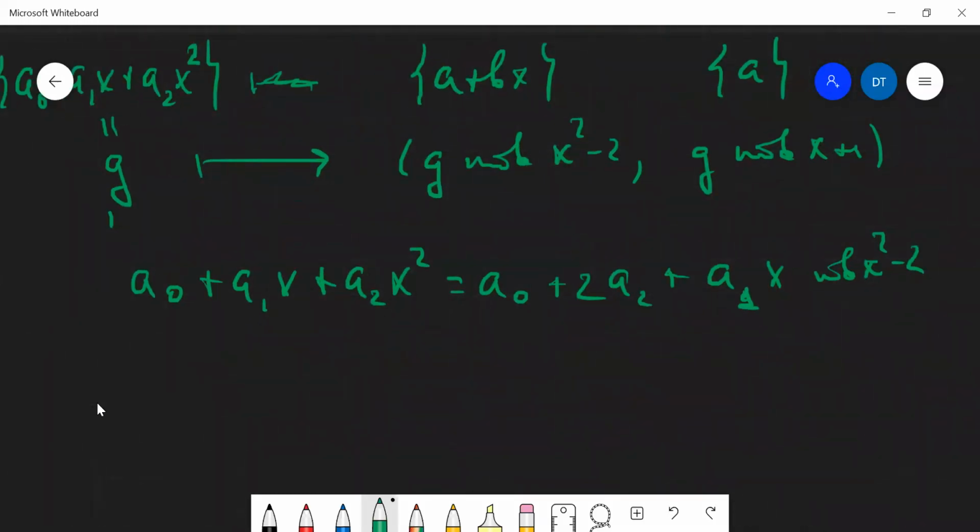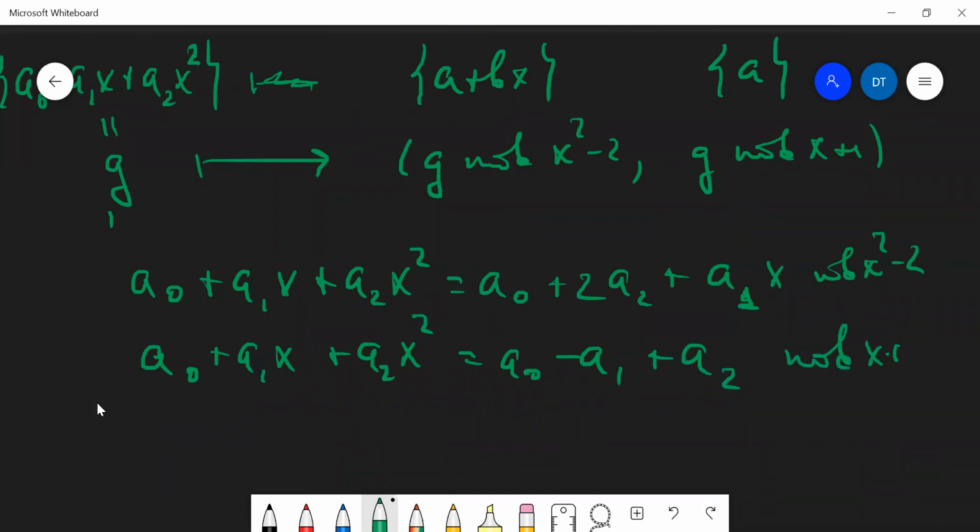And if you want to compute this modulo x plus 1, you will get a0 plus a1x plus a2x squared. When you take it modulo x plus 1, it means you take x to be minus 1. So the result will be a0 minus a1 plus a2. This is modulo x plus 1.